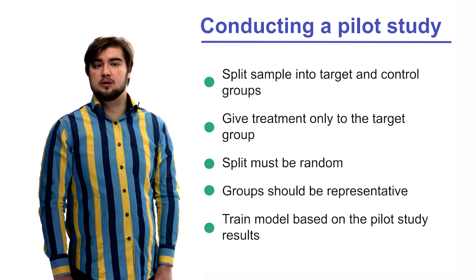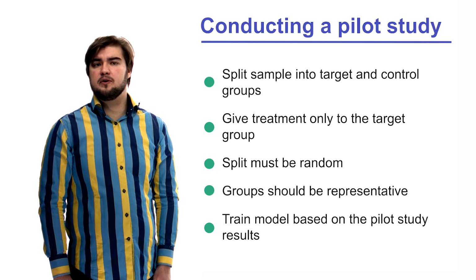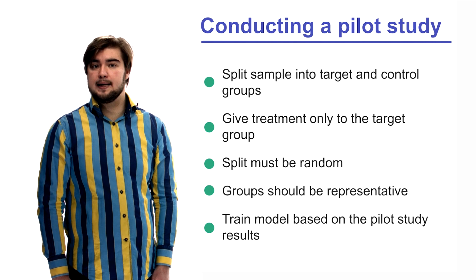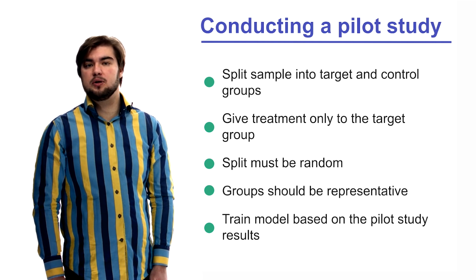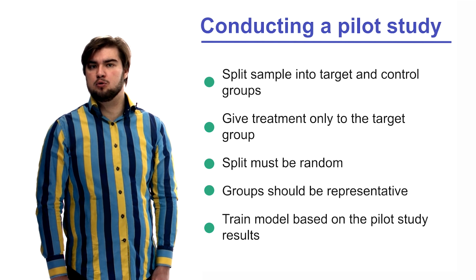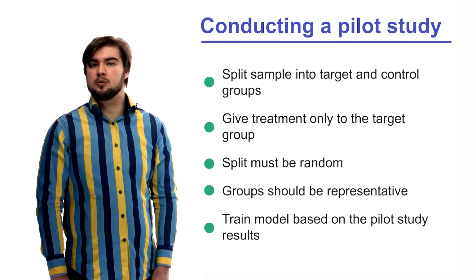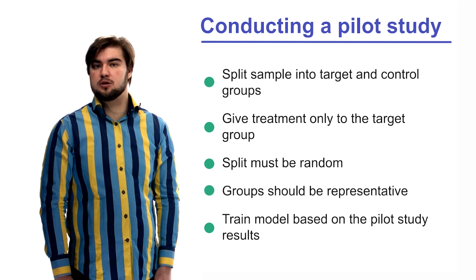Before training the model, it is necessary to conduct a pilot study. We need to divide the sample of clients into two groups, target and control, and treat only the target group. It is important that the grouping is random and both groups are representative. Based on the results of the pilot study, we will train the model, so we will need to wait until the clients take or do not take the target action.